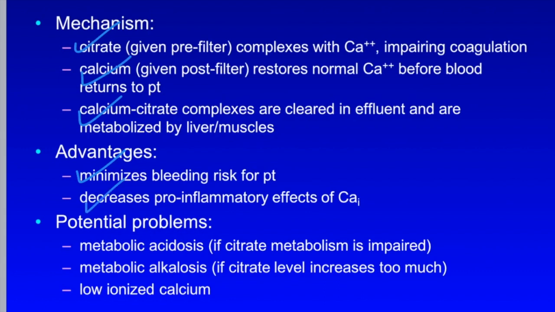Things that can potentially go wrong with the complicated process of citrate anticoagulation include metabolic acidosis if citrate metabolism is impaired, for instance, because of liver disease, which allows citric acid to accumulate. You can also get metabolic alkalosis if the rate of citrate infusion is too high, so that citrate is metabolized to bicarbonate, and you can get low ionized calcium levels if the citrate infusion rate is too high or if calcium rate is too low.